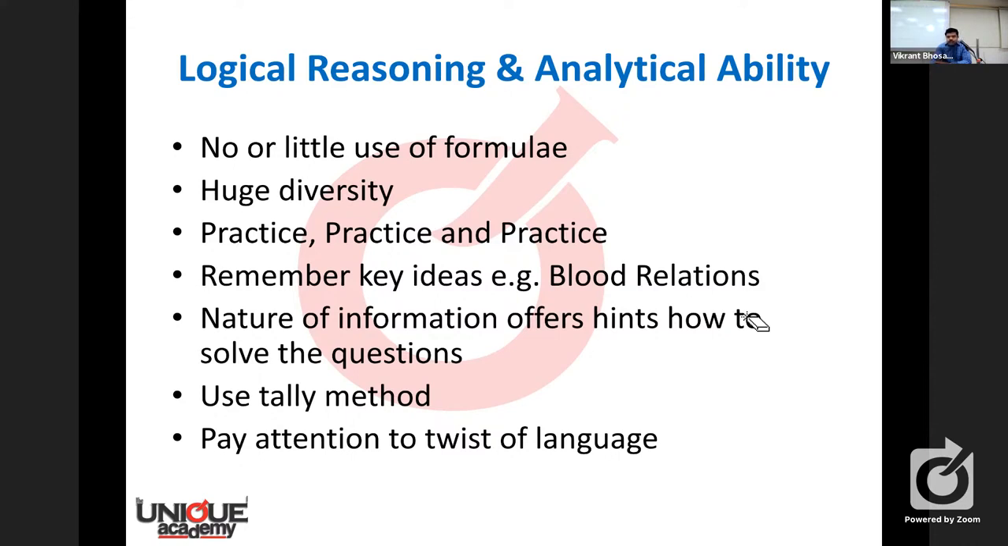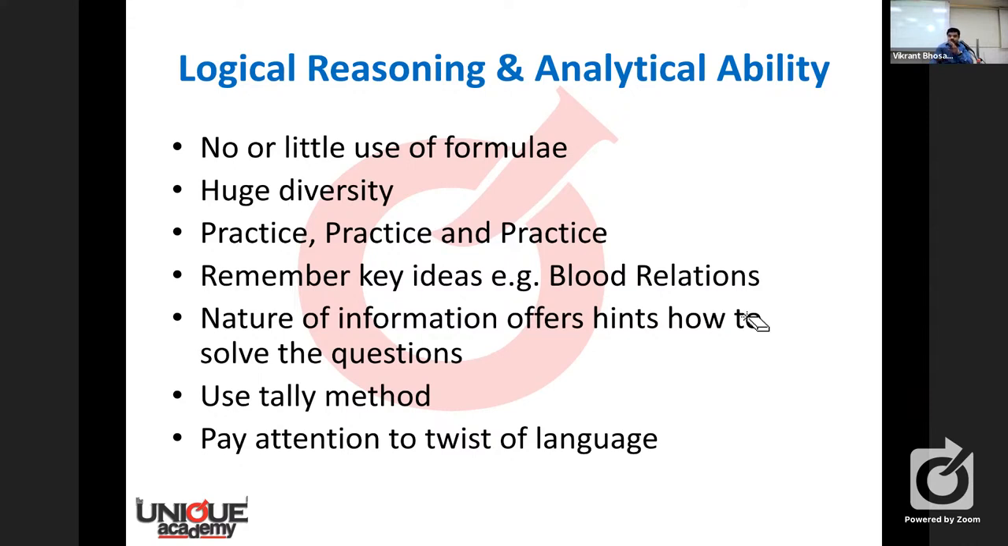Then for certain topics you need to learn about key ideas like blood relation. In blood relation, gender is important. Okay, so for example, A is brother of B. So you know A's gender is male, right? But what about B? Can you tell the relation of B to A? No. Depending on gender, it could be brother or sister. Are you getting my point? When I say A is brother of B, so B is a sibling, that is clear enough. But which sibling, male sibling or female sibling, is not clear.